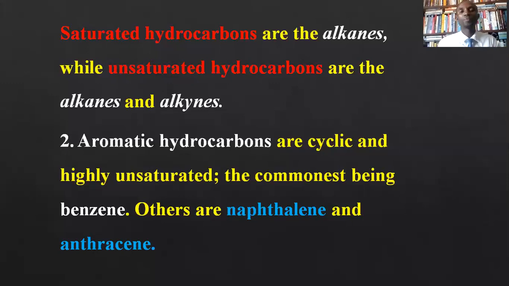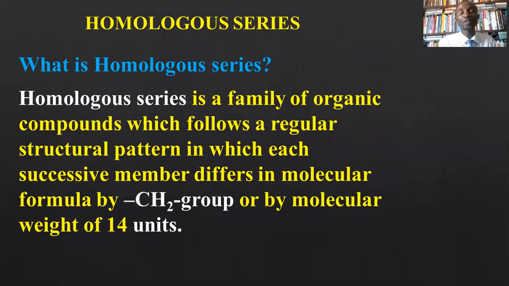Now, what is a homologous series? It's just like asking someone, what is your surname? The way we have a family name, we regard it as a surname. So we have homologous series in chemistry as the family names of organic compounds. A homologous series is a family of organic compounds which follows a regular structural pattern in which each successive member differs in molecular formula by a CH2 group or by a molecular weight of 14 units.